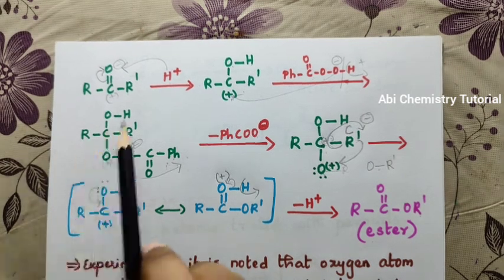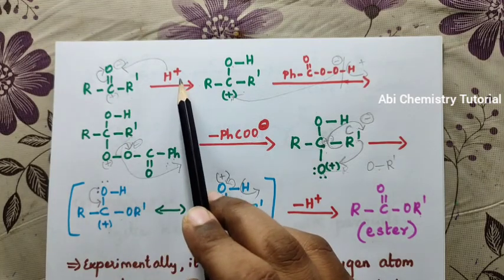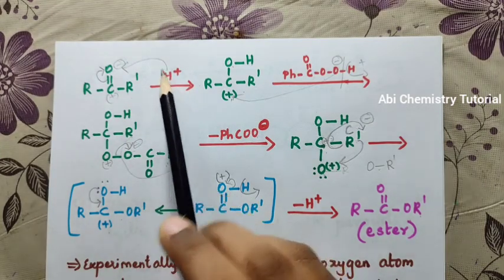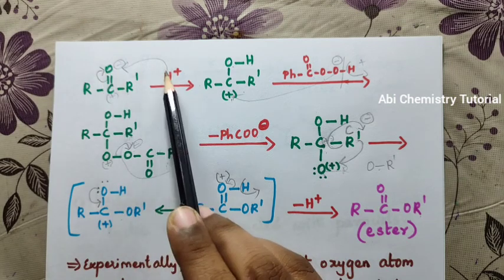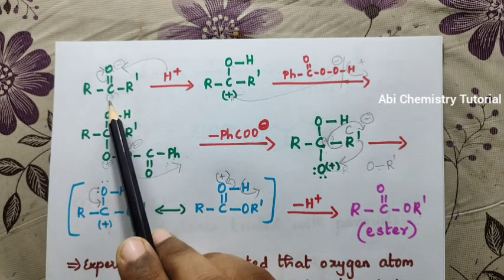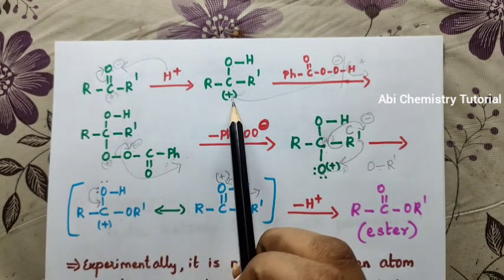So this is the ketone. So the acid catalyzation takes place. So this H plus is attached to this oxygen. So this bond shifts over here. The H plus comes here. So this carbon will get a positive charge. Here you can see.